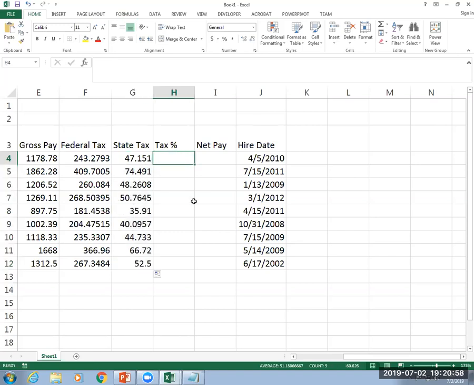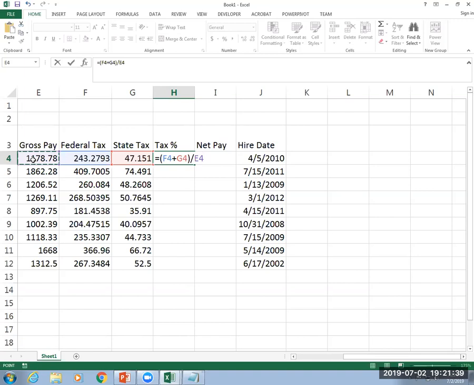All right, tax percentage. Again, I'm going to need to put in parentheses. This is really important, you need to remember to do parentheses, and I'll talk about why in a second. It is going to be the quantity of federal tax. So I do open parenthesis, equals open parentheses, federal tax, which is F4, plus the sales tax, which is G4, close parentheses, divided by the gross pay, which is E4.